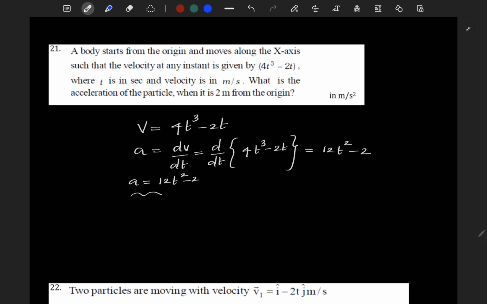So we are supposed to find the acceleration, but time is mentioned here. When it is 2 meters from origin, we don't know when that is. So for that we also have to integrate v, because dx by dt is v and dx is the integral of v dt. Before integrating, since it starts from origin, x is 0 when v is 0 and x is x when v is v. So then x is equal to the integration of v dt.